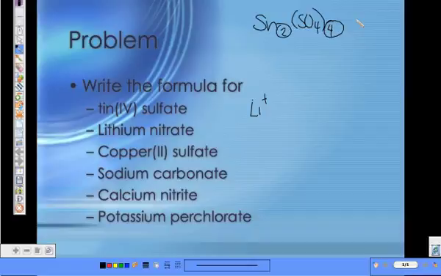Okay. So back to the lithium nitrate. What is nitrate? -1. So what's our formula? Yep. No. Since we aren't bringing a subscript down behind the nitrate, we don't have to put parentheses around nitrate. So we just have LiNO3.